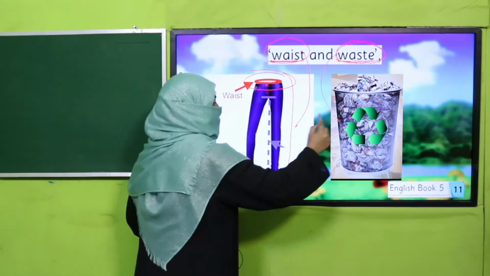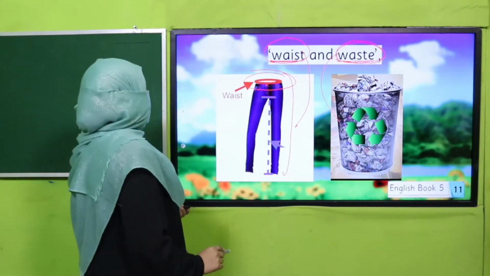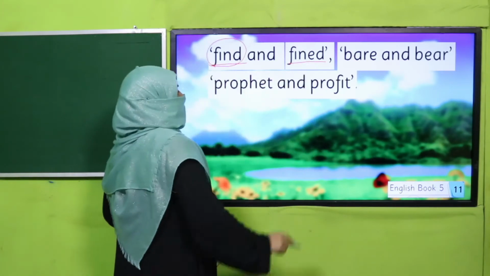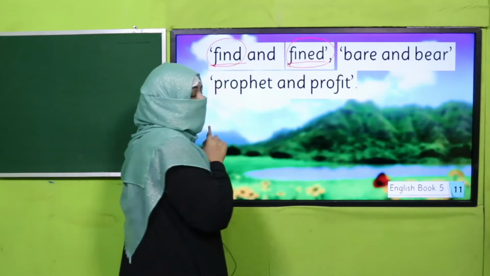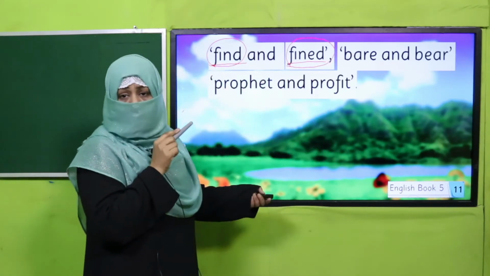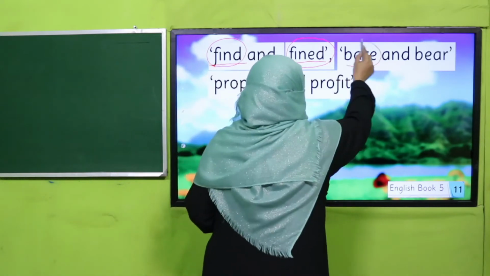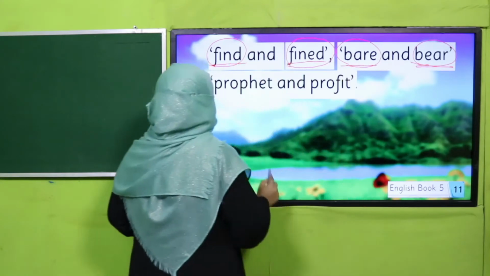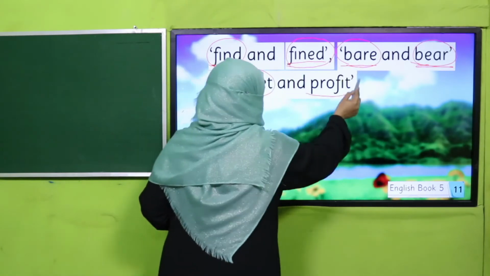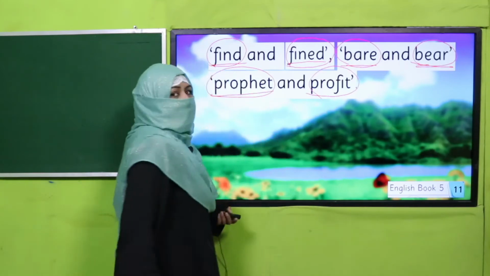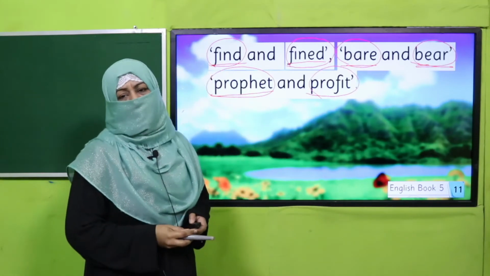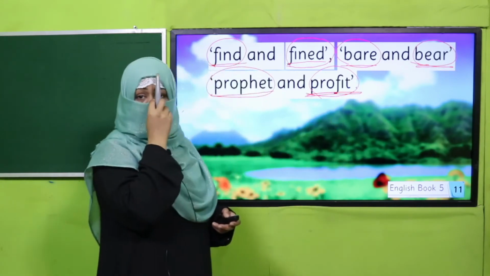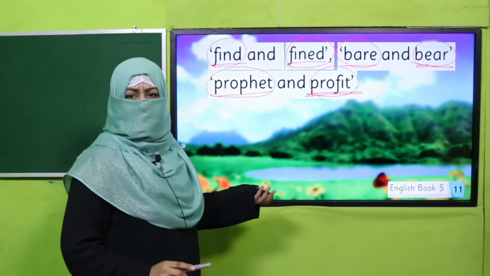Waist, waste. Okay. And the further examples are find and fine. This find means I find my book. This fine means the child was fined for being late, or the person was fined for overspeeding. All right. Bear and bare. This bear refers to an animal. This means to tolerate something. Prophet and profit. This prophet refers to the person who brings Allah's message, like our Prophet Hazrat Muhammad sallallahu alaihi wasallam. And this profit refers to something which you earn, like through your business, the profit you earn.